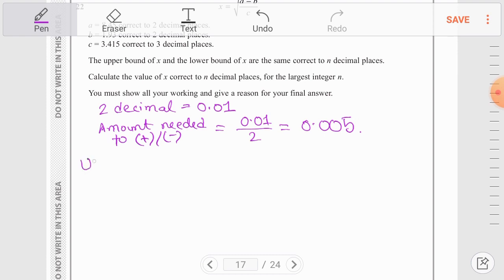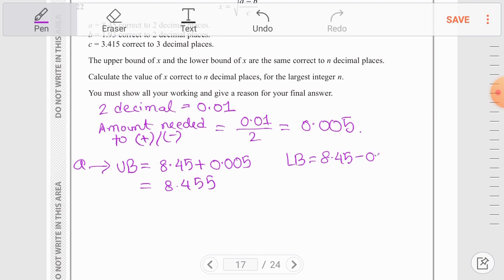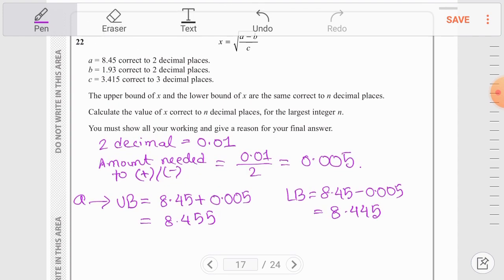I'm going to use UB for upper bound value. Upper bound value of a would be 8.45 plus 0.005, and it would be 8.455. The lower bound value of a would be 8.45 minus 0.005, and that would be 8.445. I'm going to do the exact same thing for B, that is 1.93, correct to 2 decimal places.